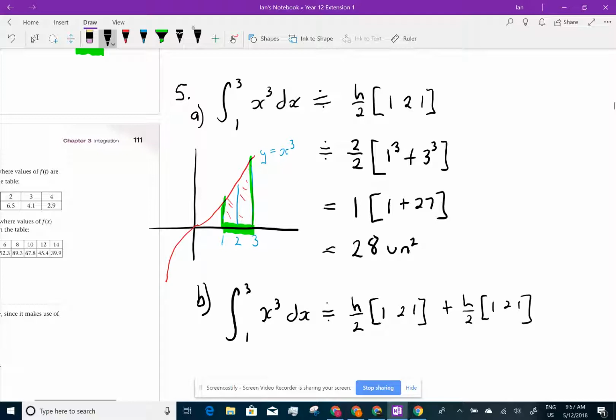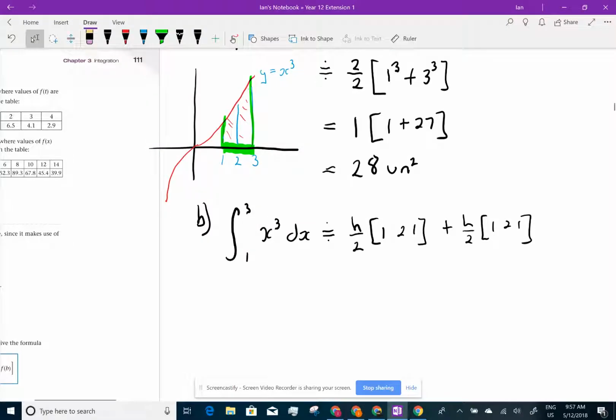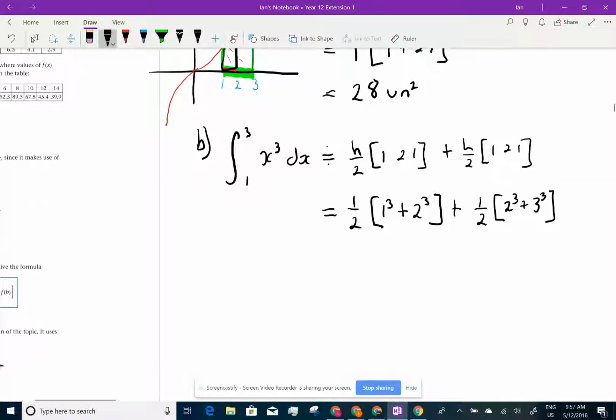Okay, well, the height now has changed because the height is that bit. And the height needs to be constant amongst all the strips. So the height is 1 over 2. And in this trapezium here, the first value is 1 cubed, and the second value is 2 cubed. That's okay. The height in the second one is exactly the same. It's 1. And the length of the first one is 2 cubed and 3 cubed.